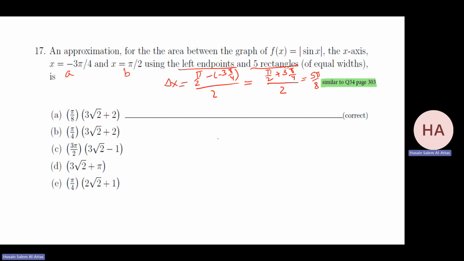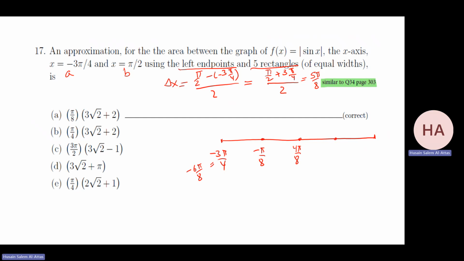So I'm starting with minus 3 pi over 4, which is minus 6 pi over 8. I add 5 pi over 8. That will make it minus pi over 8. Okay, make it easier. Add 5 pi over 8, that will be 4 pi over 8. Add 5 pi over 8.